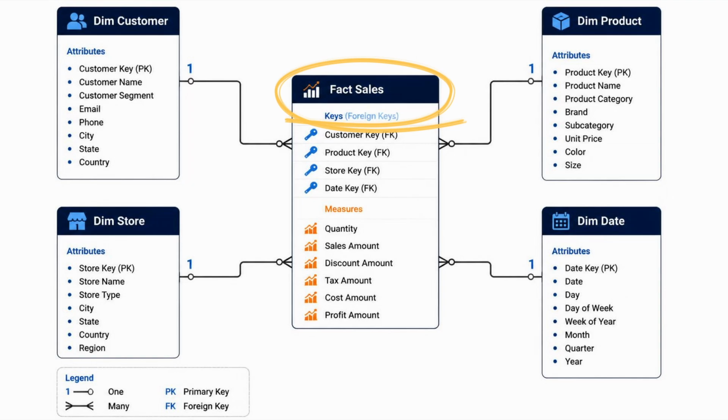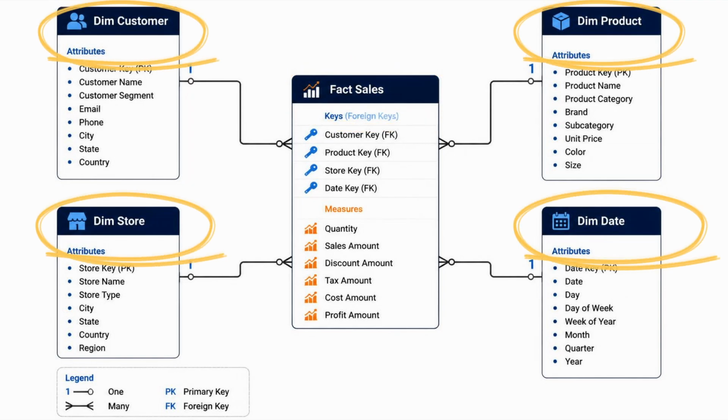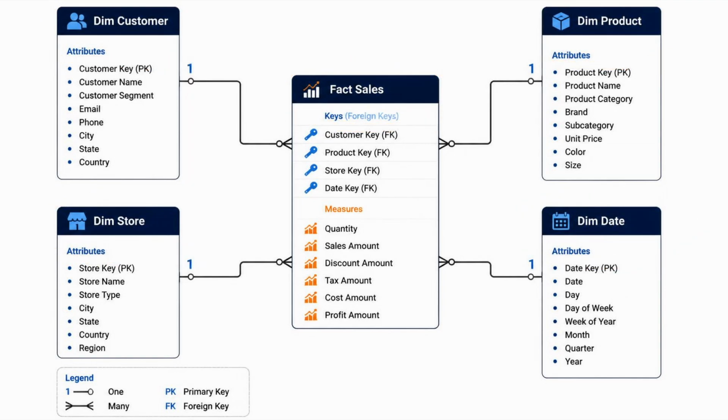In a star schema, we place the fact table in the center, then we connect our dimension tables around it. For example, we might have a fact sales table in the center connected to dim customer, dim product, dim store, and dim date. The fact table contains the keys and the measurable values, while the dimension tables contain descriptive attributes.